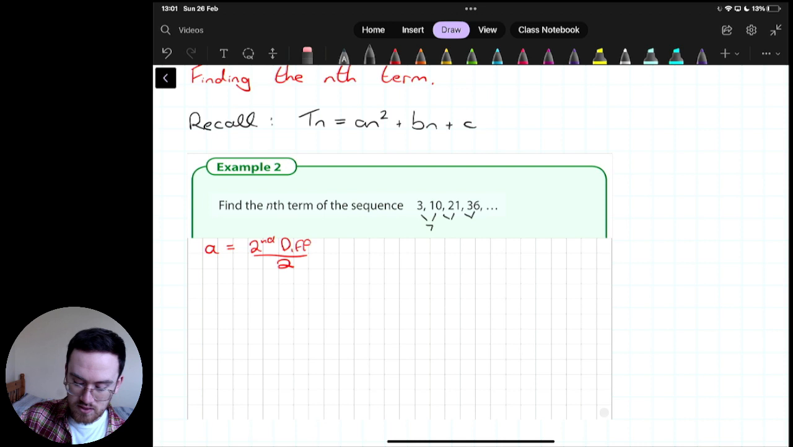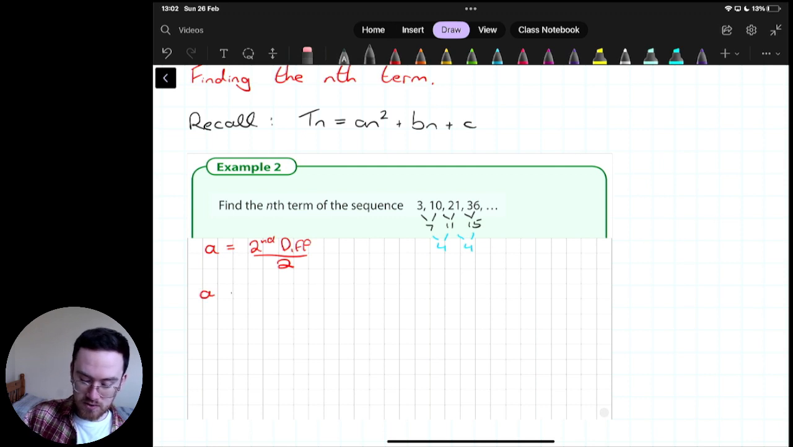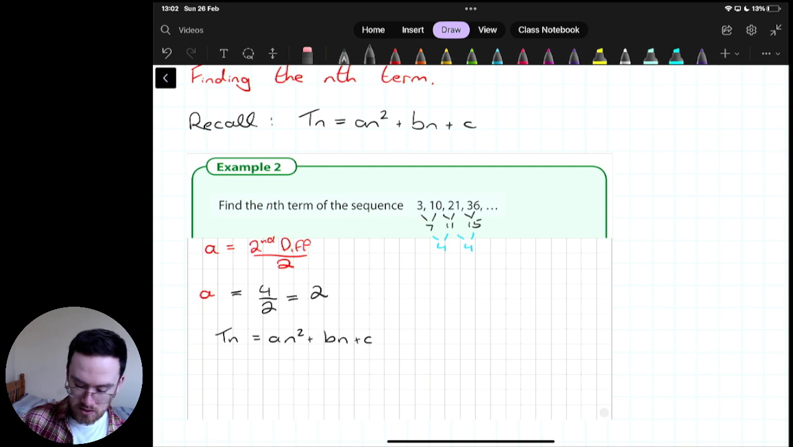The first difference in this case is going to be 7, 11, 15. My second difference then is the difference between those, and that's an answer of 4. So in terms of a, then a is my second difference, which is 4, divided by 2, which gives me 2. So a is equal to 2. So for our formula, we have an squared plus bn plus c, and we can sub in that value for a. So 2n squared plus bn plus c.